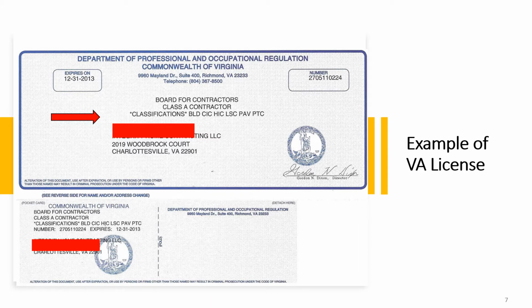Example of a Virginia license. On the Virginia license example, you can see that the license will show the class of the license and below will be the specialties. Please take a few more seconds to review the license.